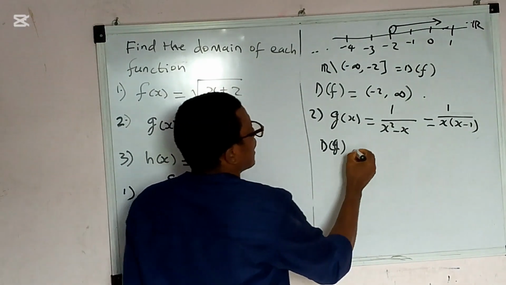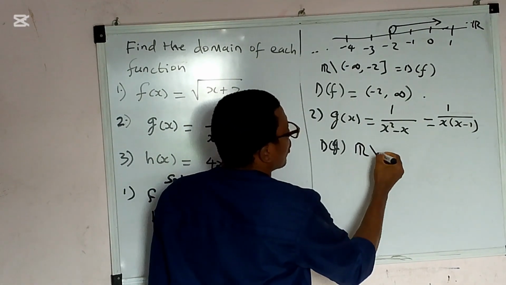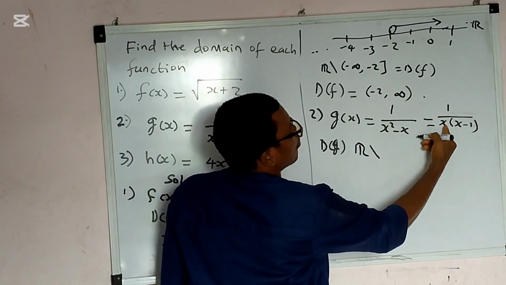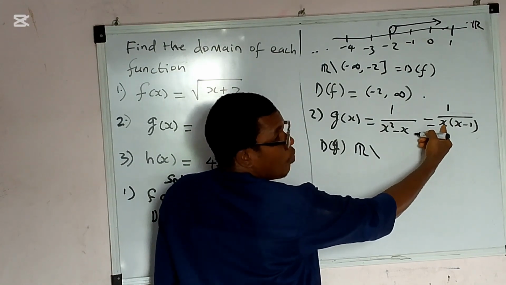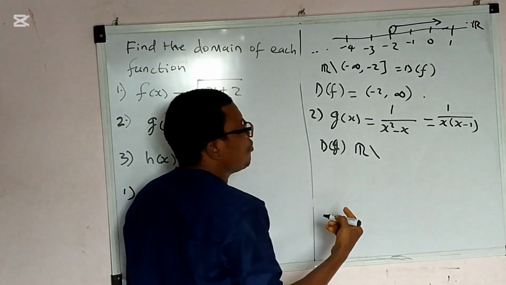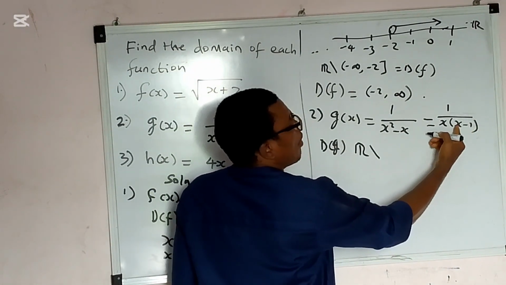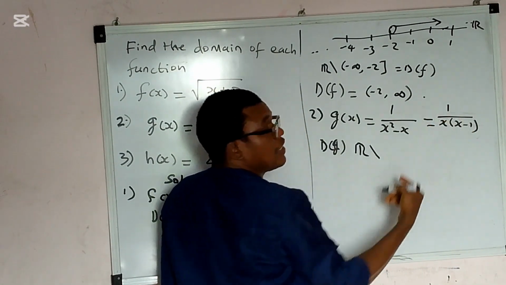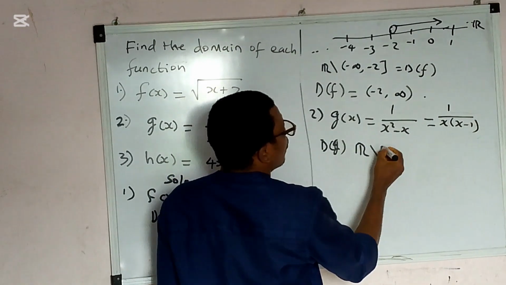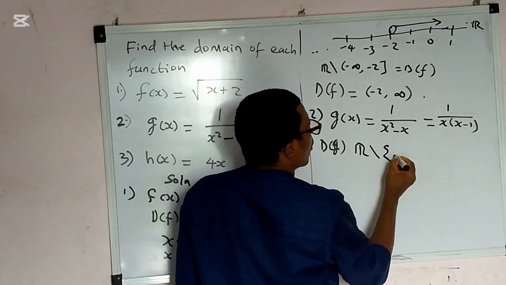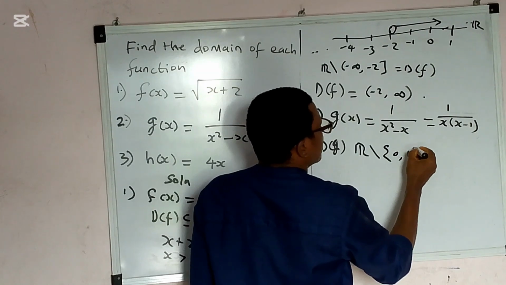So you'll be talking of the entire real number system minus the point 0. When x is 0, this function will not be meaningful. And also when x is 1, you have 1 minus 1, that's 0, making the whole of this not meaningful. So you are going to avoid the number 0 as well as the number 1.